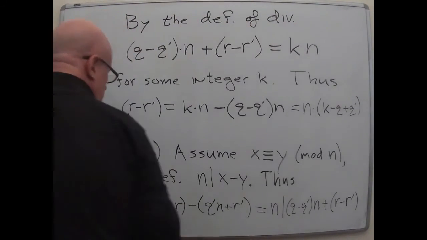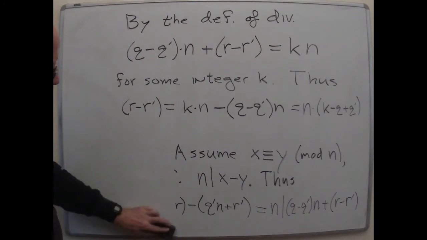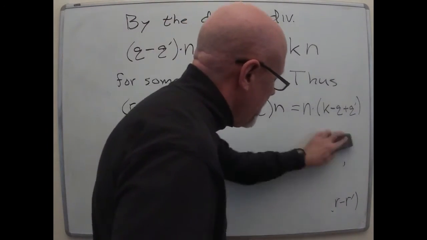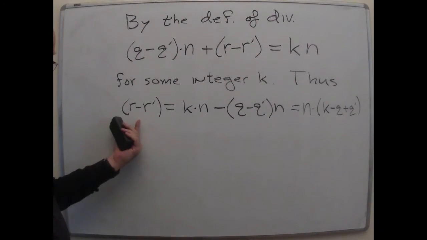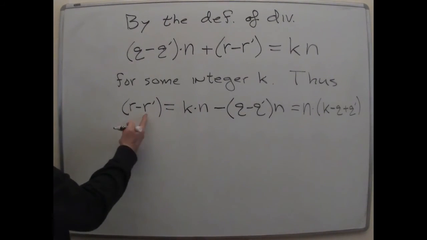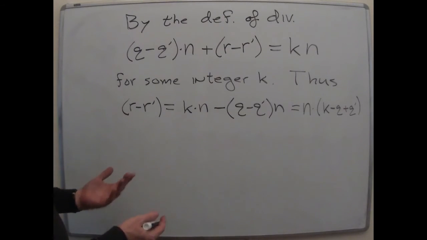Well, which multiple of n is it? You see, if this difference is 0, then we're good. If the difference is 0, that means r prime and r are equal, which is what we're trying to get to. But if the difference is not 0, you can think, what's the smallest it's going to be?